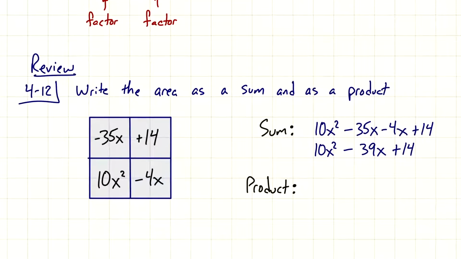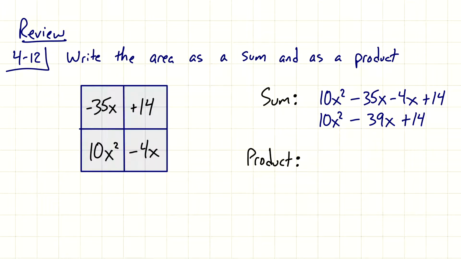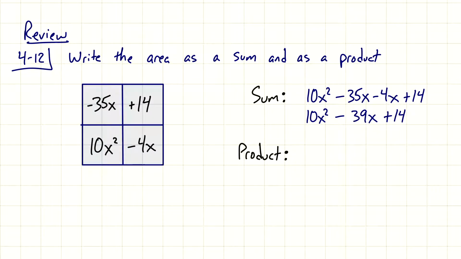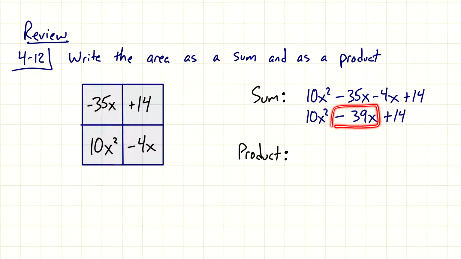To review that, I've started a problem where we're trying to write the area as a sum and as a product, keeping in mind that everything inside the area model is considered our sum. So if I add up all the terms inside, you'll notice these are the same terms, and I simplify them if I can. Negative 35 and negative 4 gives us a negative 39. This will give us our area as a sum. So that's one thing.